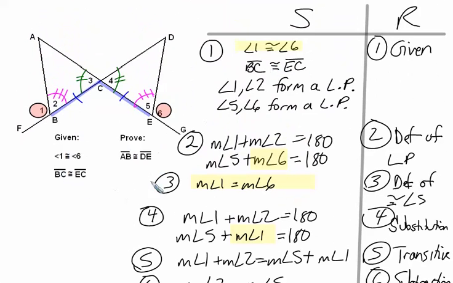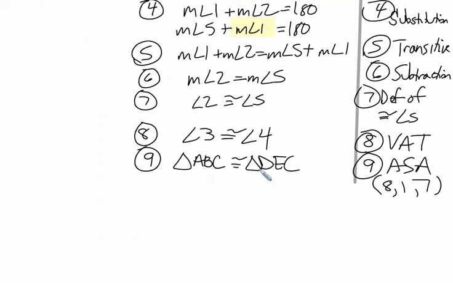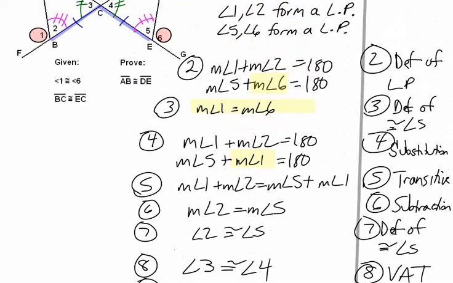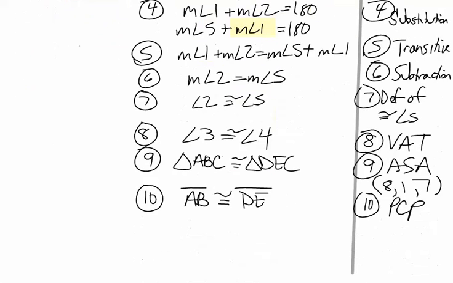Last but not least, because those triangles are congruent, it should make sense to us that AB is congruent to DE. That's the first two letters in each triangle. So since the triangles are congruent, their corresponding sides must be congruent as well. AB is congruent to DE, and that is because of the polygon congruence postulate. So at this point, the proof is done, and just please be aware, in the given, say that you've got a linear pair, and then just keep track of things as you go.